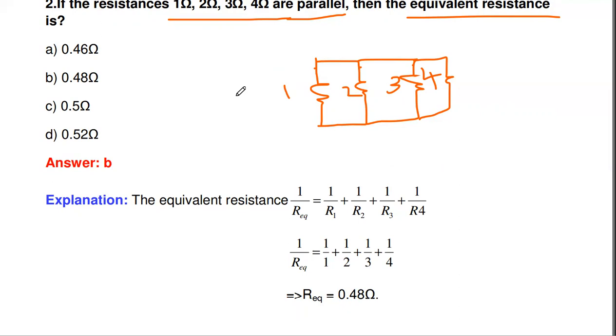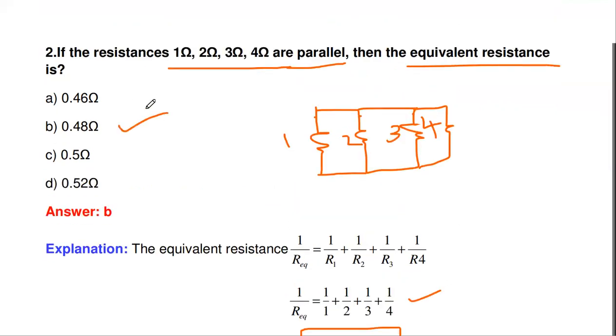So 1 divided by R1, that is 1 ohm. Then 1 by R2 is 1 by 2, R3 is 3, R4 is 4. After calculating this 1 by R equivalent, you take the reciprocal. We get the answer 0.48, so 0.48 ohms is the answer.